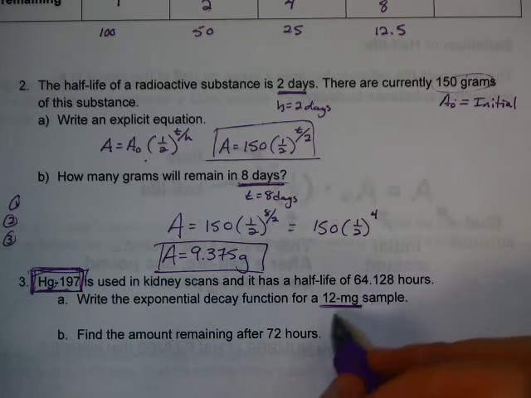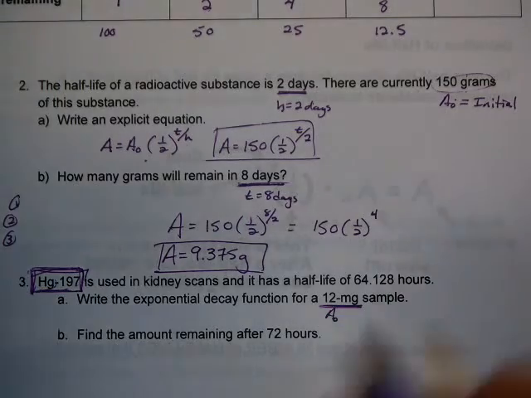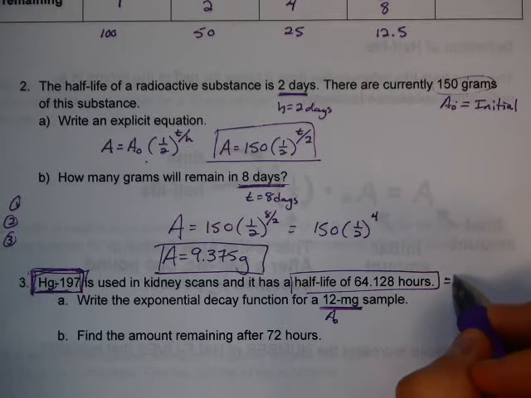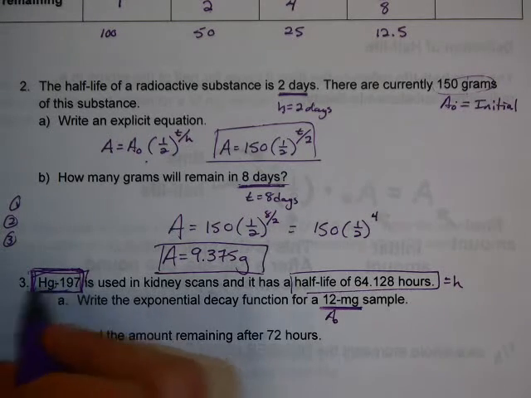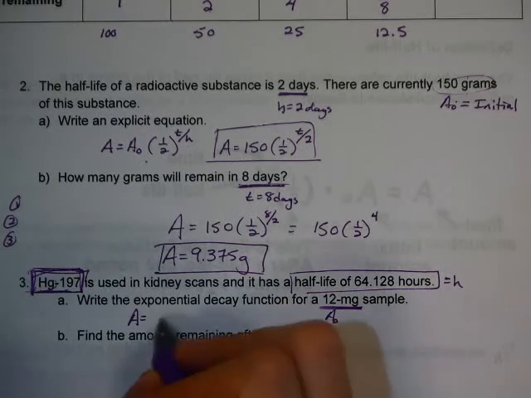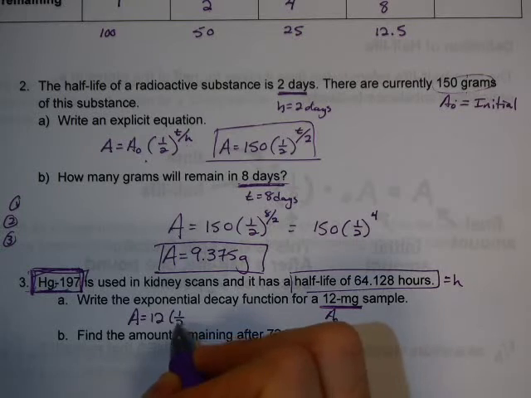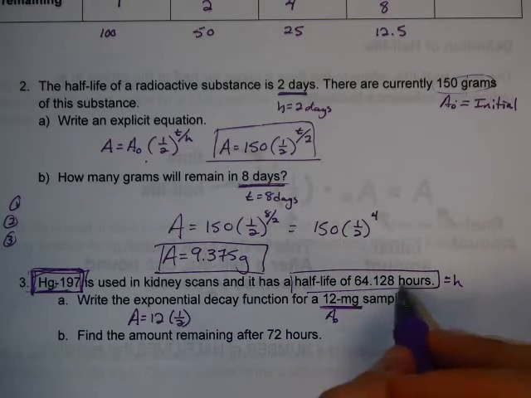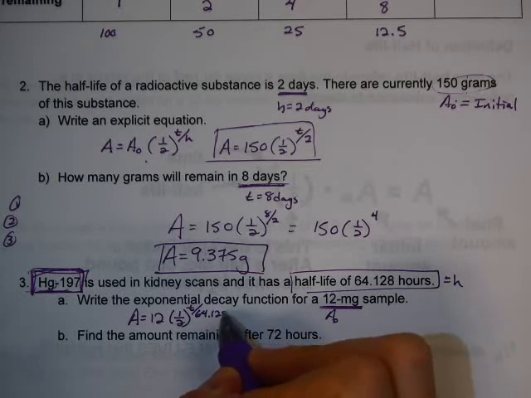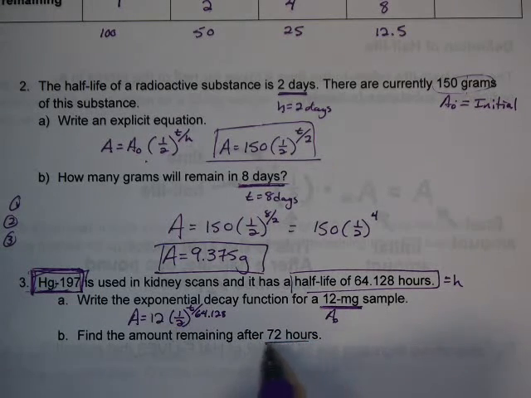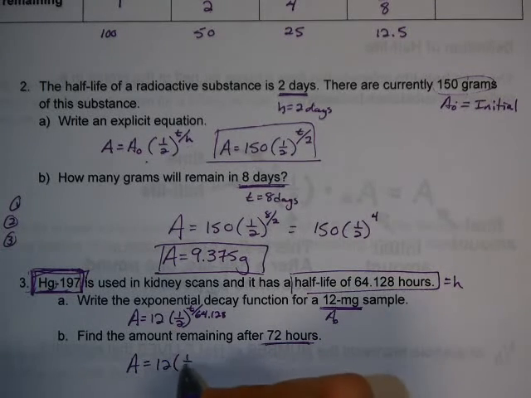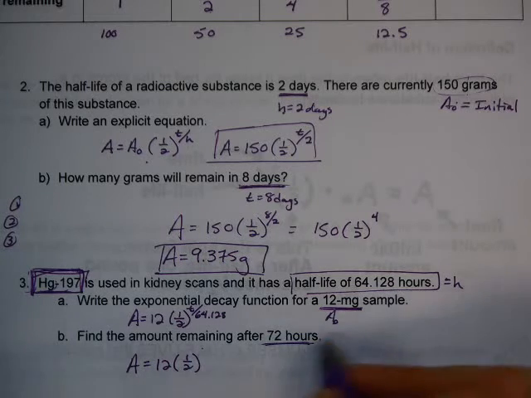So that would be our initial value. This says our half-life is 64.128 hours, so that is our H, and this we don't need, it's just a name. So that means A equals A naught, which is 12. 1/2 is our rate, always, for half-life. I don't have the time, but I do have the half-life, so 64.128. And then it tells us 72 hours. Now we're going to substitute that in. 12, 1/2, 72 hours is now our time.